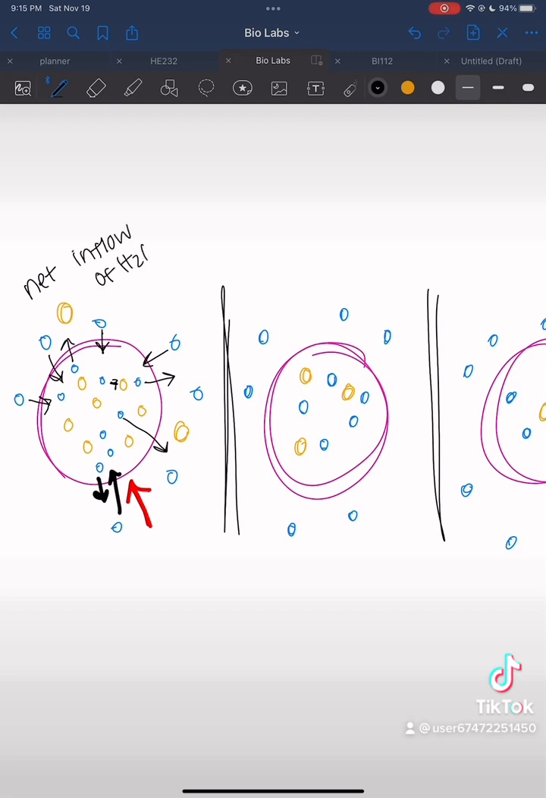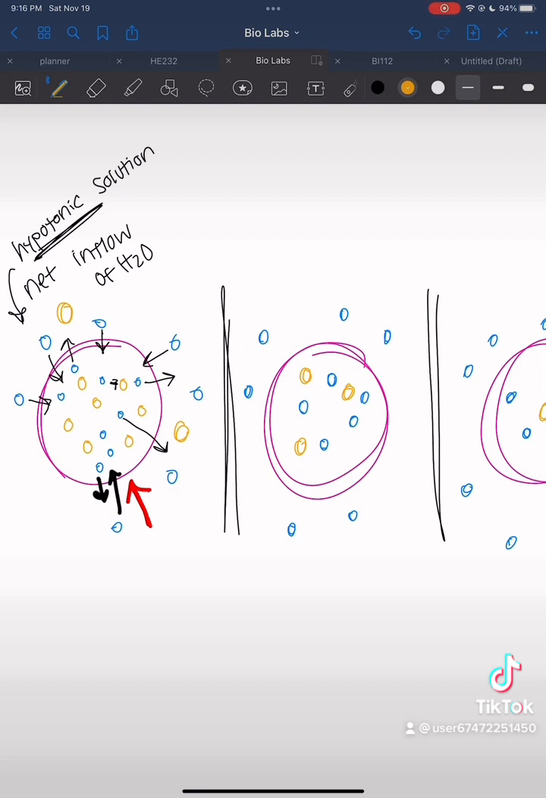So in a situation like this, when we're talking about a cell in a solution that has a lower concentration of solute, it's important to know that the solute is not allowed to go through the membrane. The membrane is not permeable to those solutes. So we call this type of solution a hypotonic solution. Anytime we're talking about hypotonic, we're talking about relative concentrations of solute that cannot get through some type of membrane. The prefix hypo means less of something.